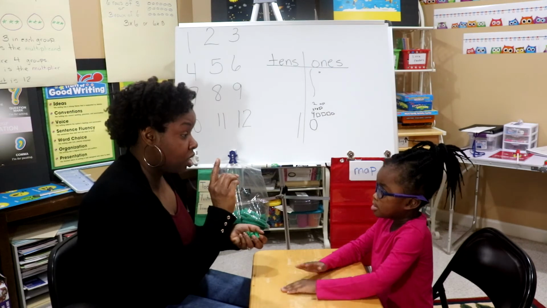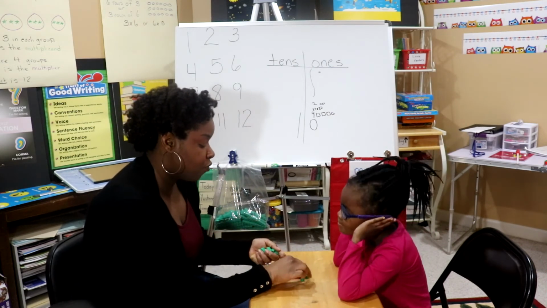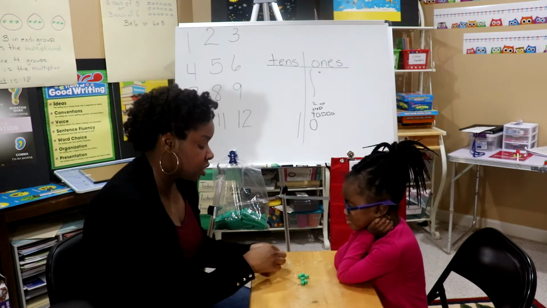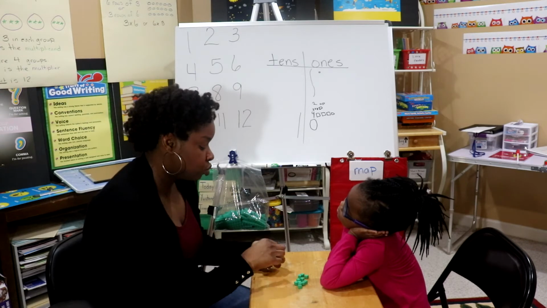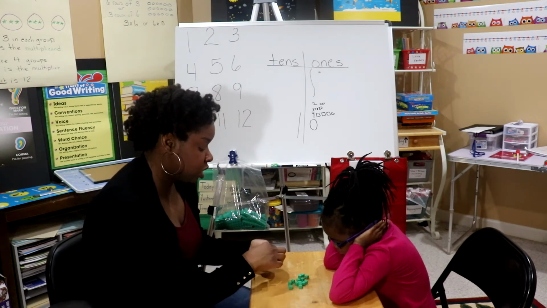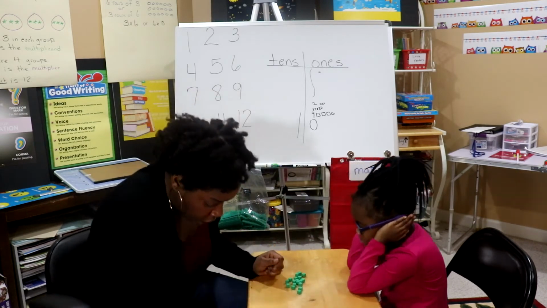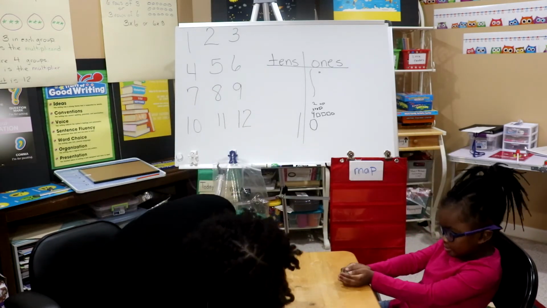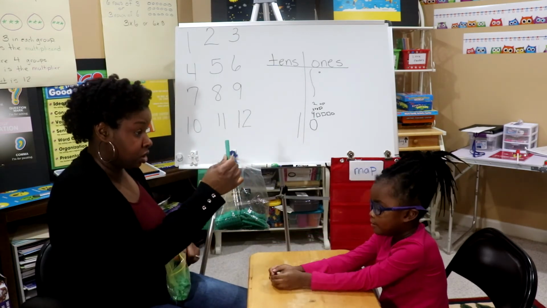And, ready? 1, 2, 3, 4, 5, 6, 7, 8, 9, 10, 11, 12, 13, 14, 15, 16, 17, 18. Okay, now, you need to give me enough ones so you can get this. Okay, I got it.